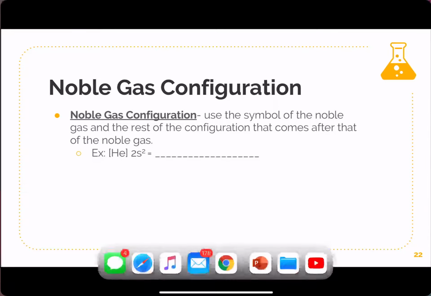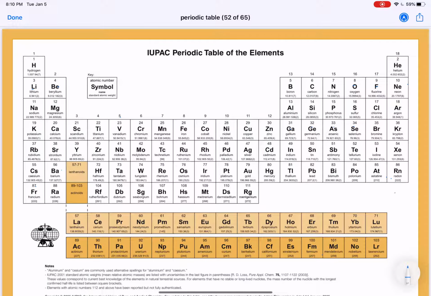So remember, noble gases on the periodic table are this column right here: helium, neon, argon, krypton, xenon, and radon. What we're going to do when we do a noble gas configuration is a shorter way to write something. Let's say we're trying to write the electron configuration for iron.